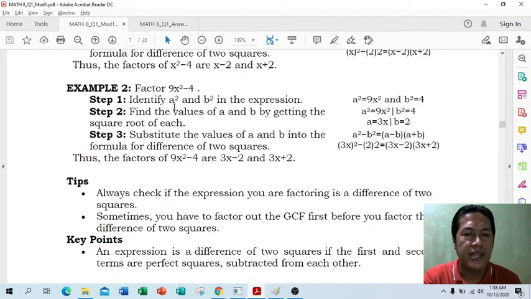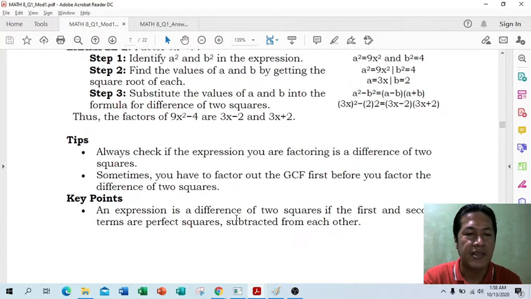Okay, factor 9x squared minus 4. The square root of 9x squared is 3x. The square root of 4 is 2. So, 3x plus 2, 3x minus 2. That's it. Very easy, okay? Because of the tips.